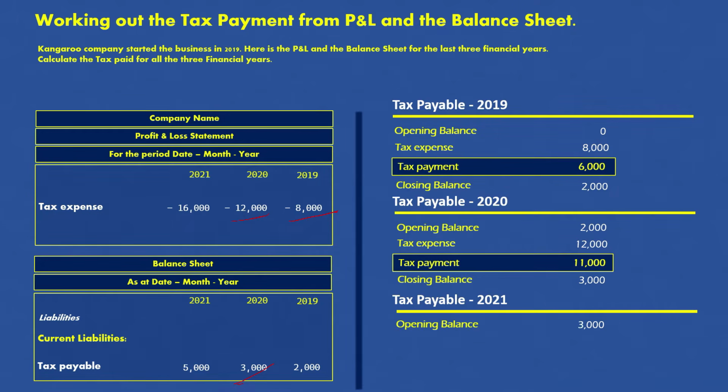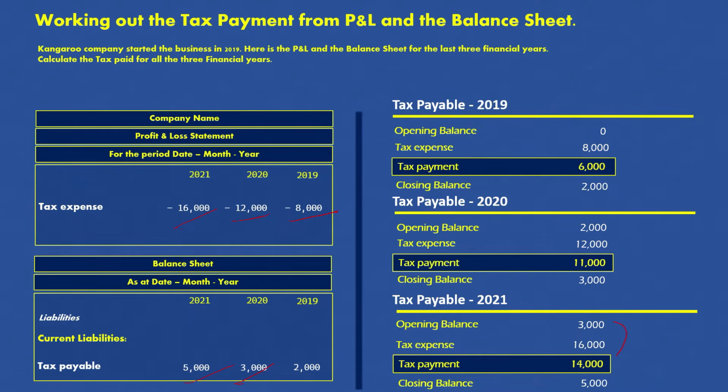Let us talk about 2021. The opening balance is 3,000, and then the tax expense coming from P&L is 16,000, and then the closing balance that is appearing in the balance sheet is 5,000. Now if opening balance was 3,000 and tax expense was 16,000, the liability became 19,000, but only 5,000 is pending, which means that we must have made a payment of $14,000. So this way we have found the payment, the cash outflow that must have happened in the form of tax payment. I hope you are confident with it now.